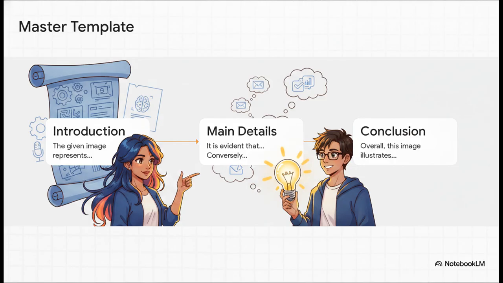It is evident that blank. Conversely, blank. Another interesting point is blank. Finally, the conclusion. Overall, this image illustrates blank. By just filling in those simple gaps using basic subject-verb-object grammar, you guarantee a structured 30-second answer. You aren't tricking the AI, you're just feeding it exactly what it craves.